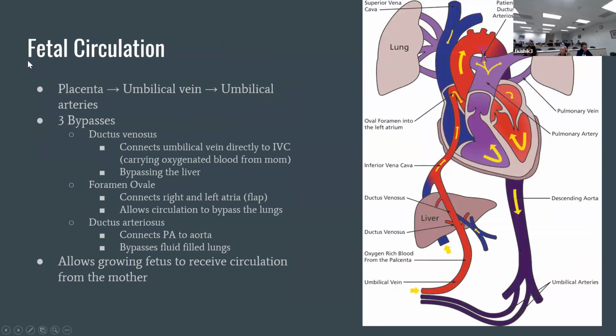So to understand fetal circulation, we have to understand the way that circulation is bypassed. The placenta basically does all of the work for perfusion in the fetus. So how the blood flows is the placenta to the umbilical vein. It goes through the circulation that we're going to talk about, and then it comes back, deoxygenated blood, through the two umbilical arteries.